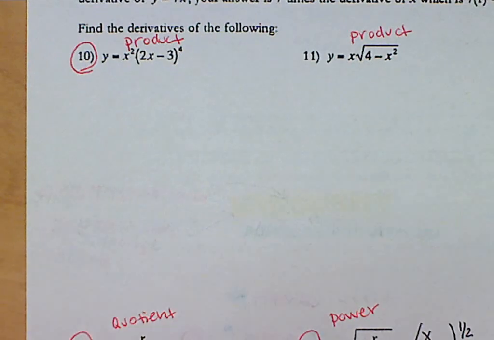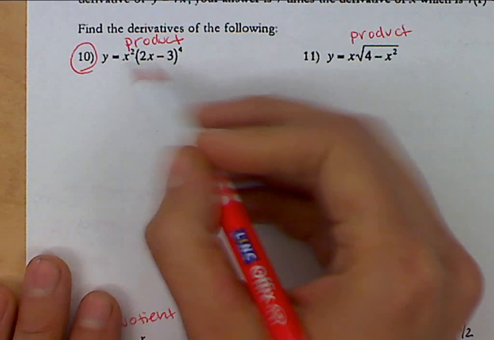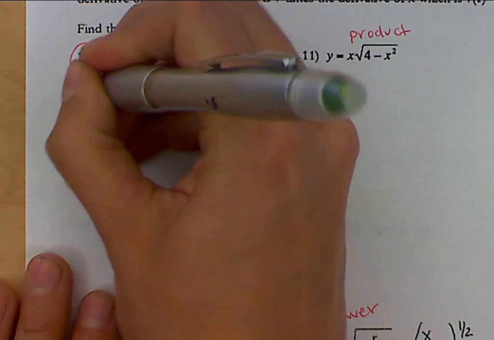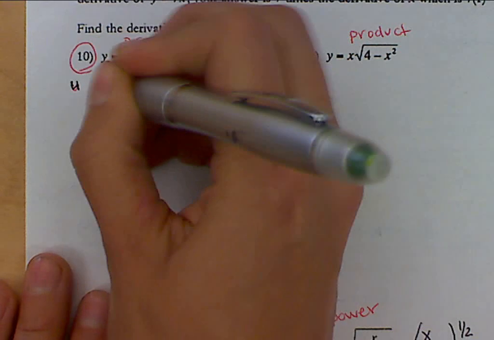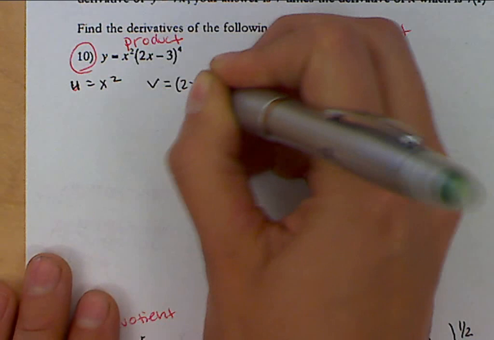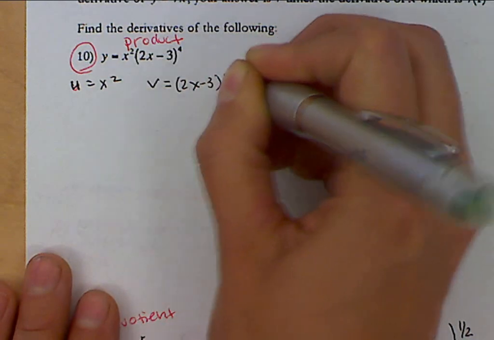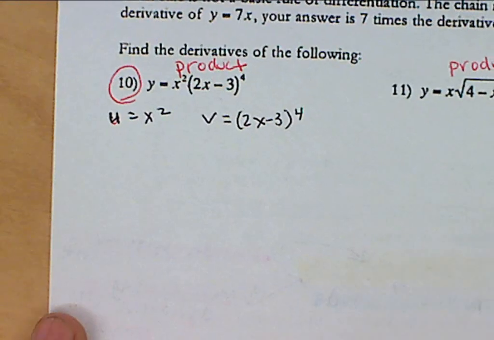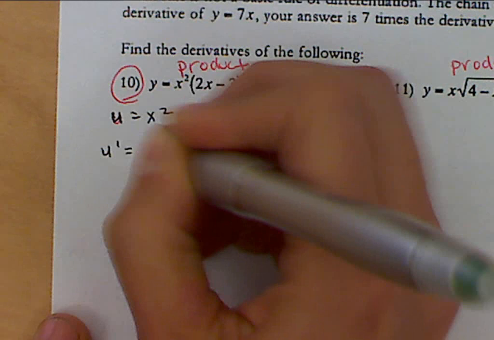We have our 2 functions that I will state. I will say, let's use black. I'll say u is equal to x squared, and my other function is v, which is 2x minus 3 to the 4th. So those are my 2 functions. And to do the product rule, we need to find the derivatives. So u prime equals 2x.